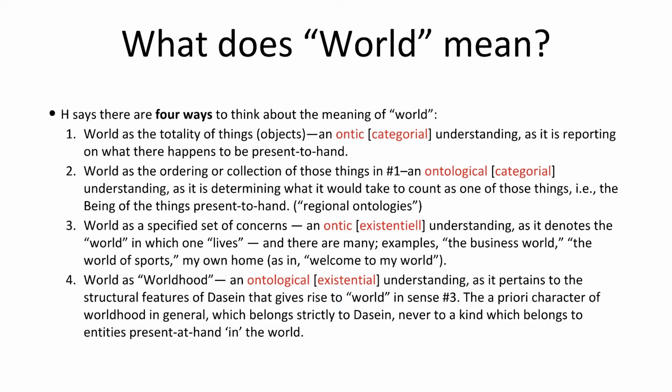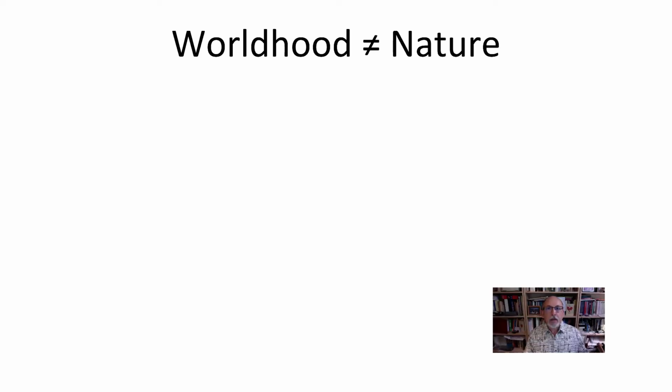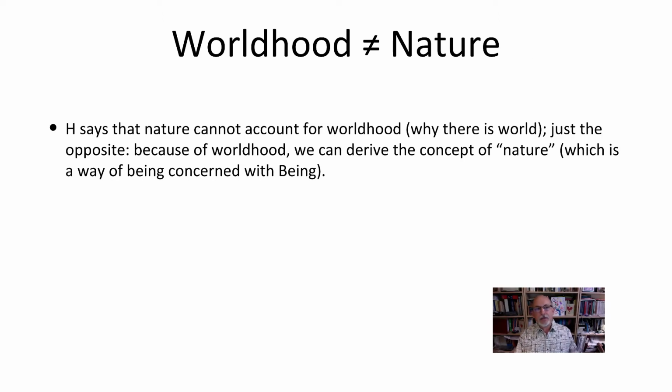Worldhood is an existential of Dasein. It's a feature of Dasein. So worldhood doesn't equal nature. They're not identical. Heidegger says that nature cannot account for worldhood, why there's a world. Right? Non-Heideggerians would say, well, the reason there's a world is because of the big bang. The natural world did something and went through 14.7 billion years of cosmic evolution, and that's why there's a world today. No. Heidegger says worldhood comes first.